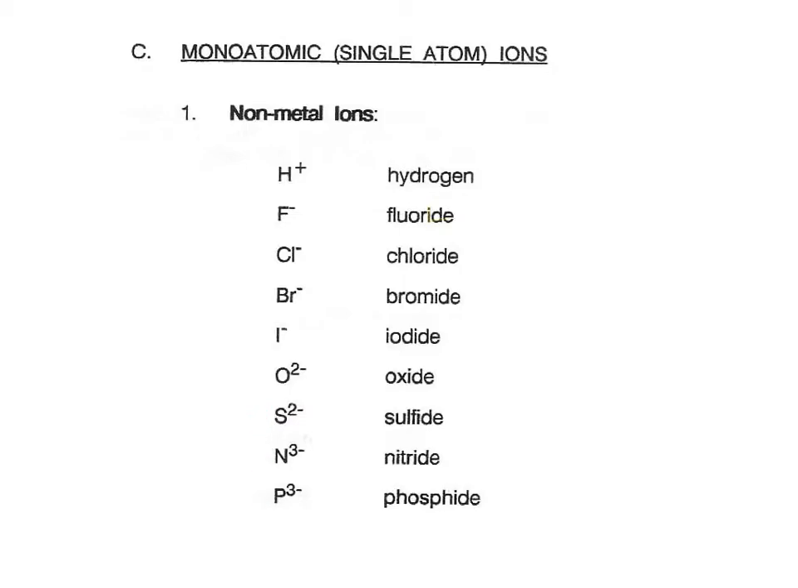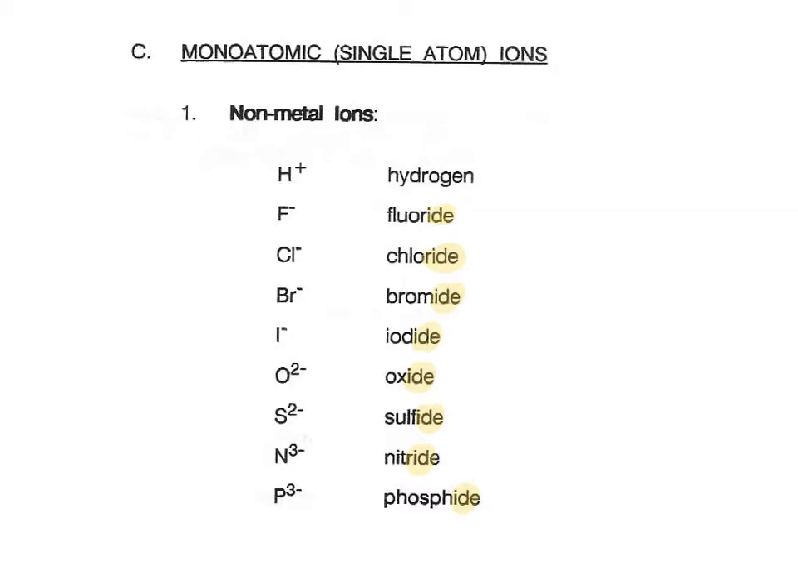Notice that all of the names have ended with IDE. Be particularly careful about oxide. It's not oxygenide. Sulfide, again, not sulfuride, and nitride, and phosphide, which is not phosphoride. So be careful about how they are named. We're going to be using them later in another system, but for now, these are our monoatomic ions.